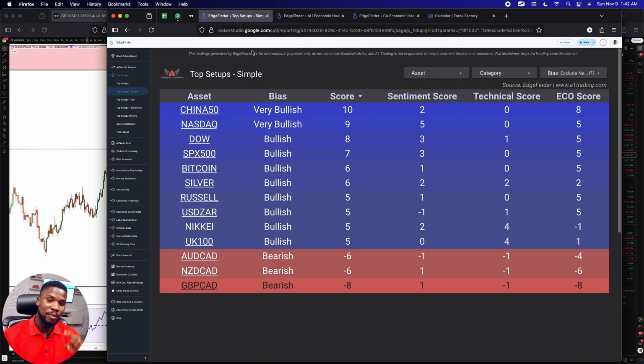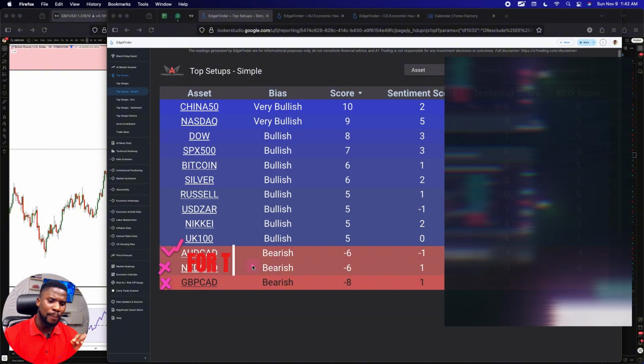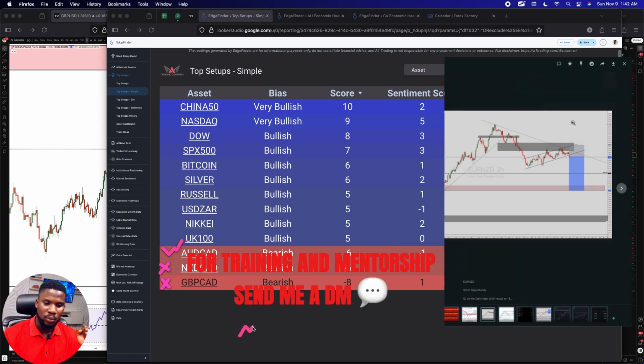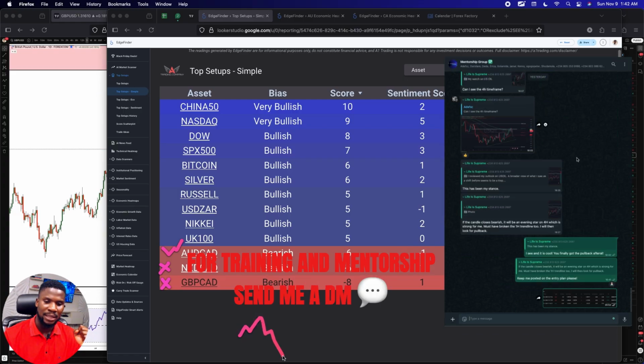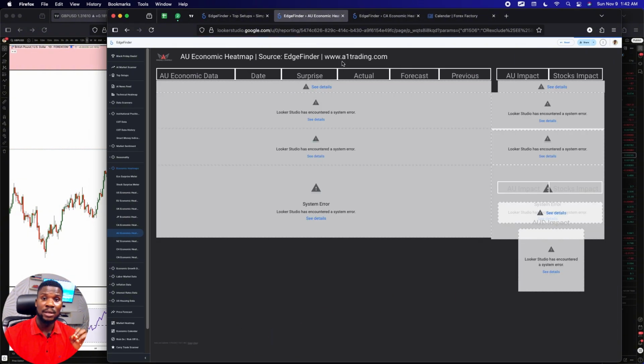But while we wait for that, let's take a look at the top setup right here on H-Finder. So we have GBPCAD bearish. I'm not sure I will be following this. NZDCAD bearish. I'm not interested. AUDCAD bearish. I'm kind of interested, but my technicals are not aligning with a sell right now. So I would probably wait for another push to the upside before I sell AUDCAD. But I'm going to share the update with you as time goes on.